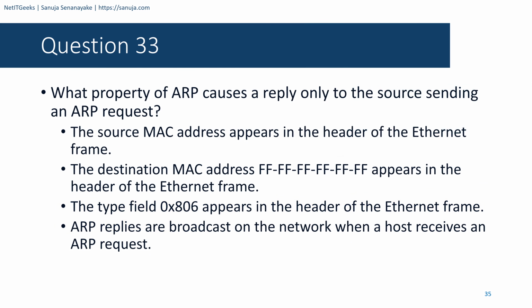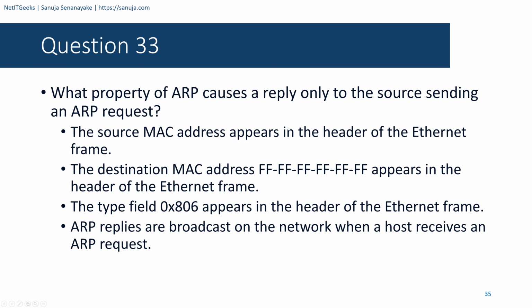Question number 33. What property of ARP, address resolution protocol, causes a reply only to the source sending an ARP request? So what property of ARP causes a reply only to the source sending an ARP request? The answers include: the source MAC address appears in the header of the Ethernet frame; the destination MAC address of all Fs appears in the header of the Ethernet frame; the type field 0x806 appears in the header of the Ethernet frame; the ARP replies are broadcast on the network when a host receives an ARP request.